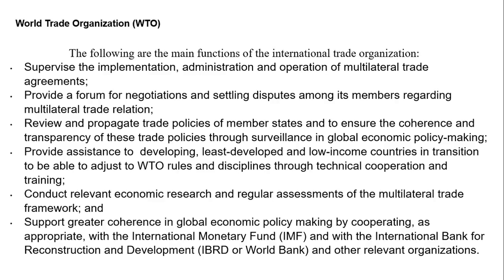So the World Trade Organization. The following are the main functions of the World Trade Organization. The World Trade Organization was formed to facilitate or liberalize trade between countries in the world, so that there wouldn't be a trade war, and trade will be liberalized. So one of the functions is they are supposed to supervise the implementation, administration, and operation of multilateral trade agreements, so that trade goes on smoothly among nations.